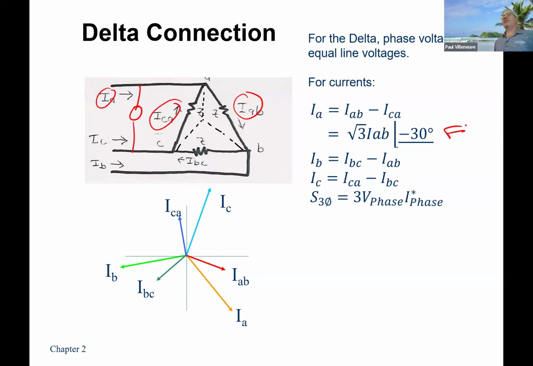If we did the phasor diagram for currents there, you can see how the phase currents are different than the line currents. We don't bother showing the phase voltages and the line voltages on a delta because they're exactly the same. There's no phase shift and no magnitude difference. They're the same.